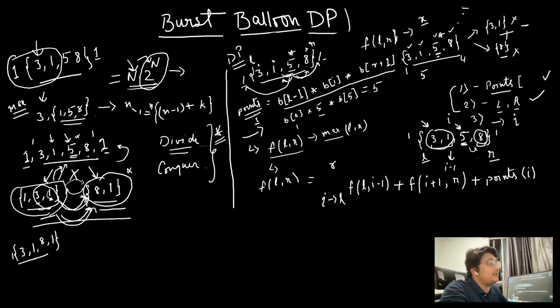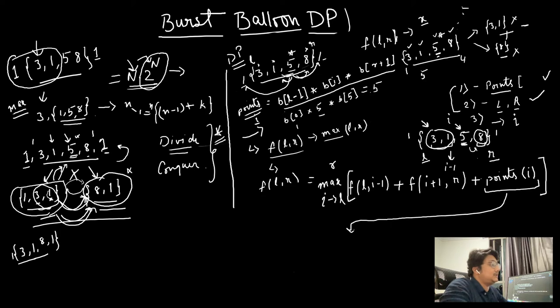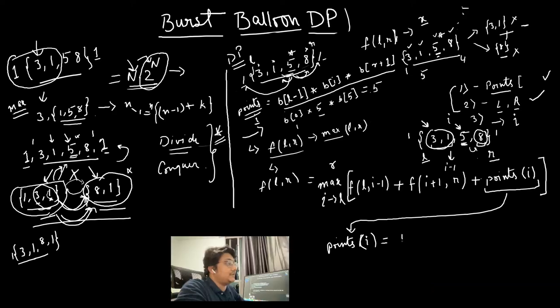Now, what is the function which we want to compute on every iteration of I? It's the max function. So we will say max function of this term. Now, to break this down even further, how did we define points? Let me write it here so that it's very clear. Points of I will be calculated as whatever was the L value, so B of L minus 1, multiplied by B of I, multiplied by B of R plus 1. So this is how we will be calculating points.